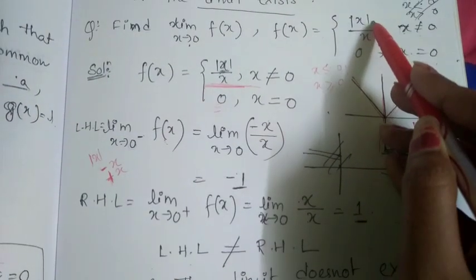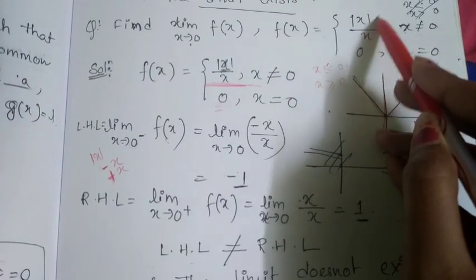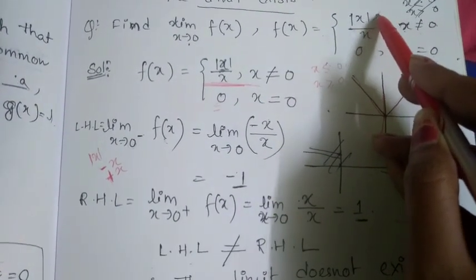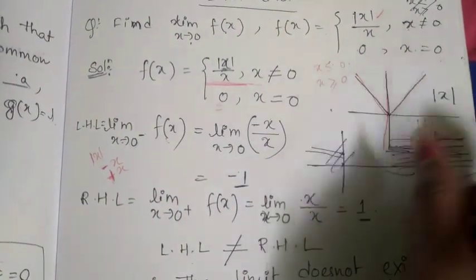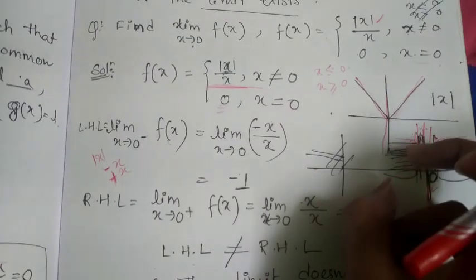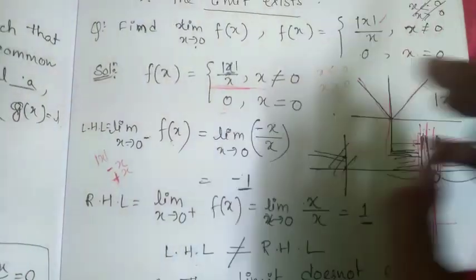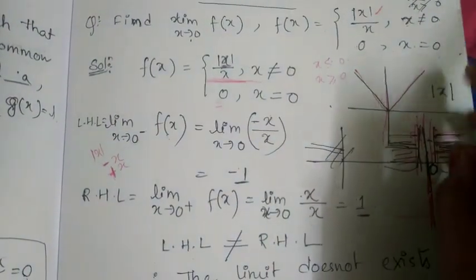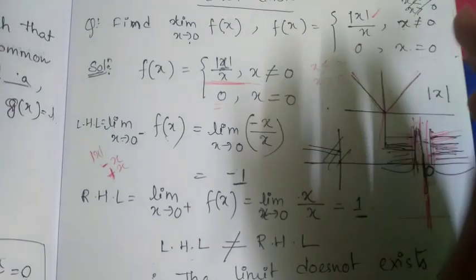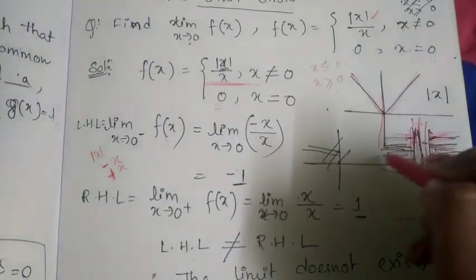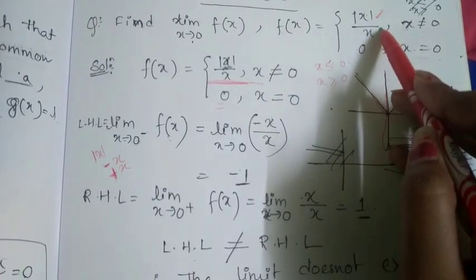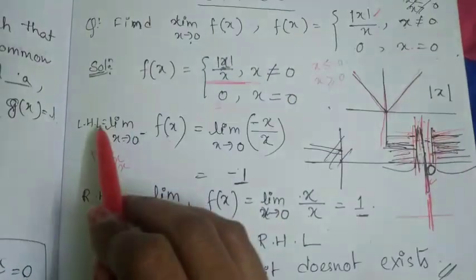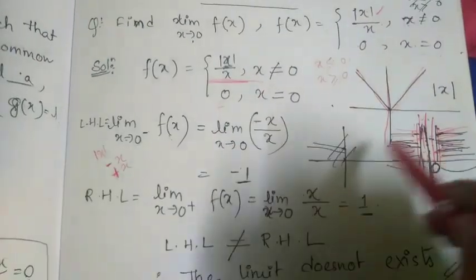Now there is a question why it is including the positive and the negative part. Because here mod x is there, and nothing is mentioned particularly that the function for the 0 minus part is given this and the function for the 0 plus part is given this. So we have to consider both the parts for mod x since mod x is given. Okay, so now let us find the left hand limit. I hope you understand this.